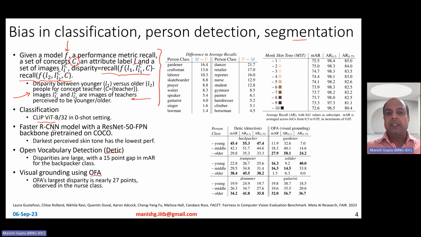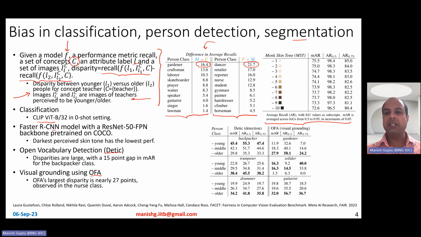Okay. So what is observed is large levels of disparity, large levels of bias, right? So essentially what you see here is male minus female. This is female minus male. So this is basically results for the classification setting. So for gardener, it is more likely that the model will do well on male gardeners. And similarly for dancer, the model is more likely to predict the person as dancer accurately if the person depicted in the image is perceived to be female, right? So that's that.